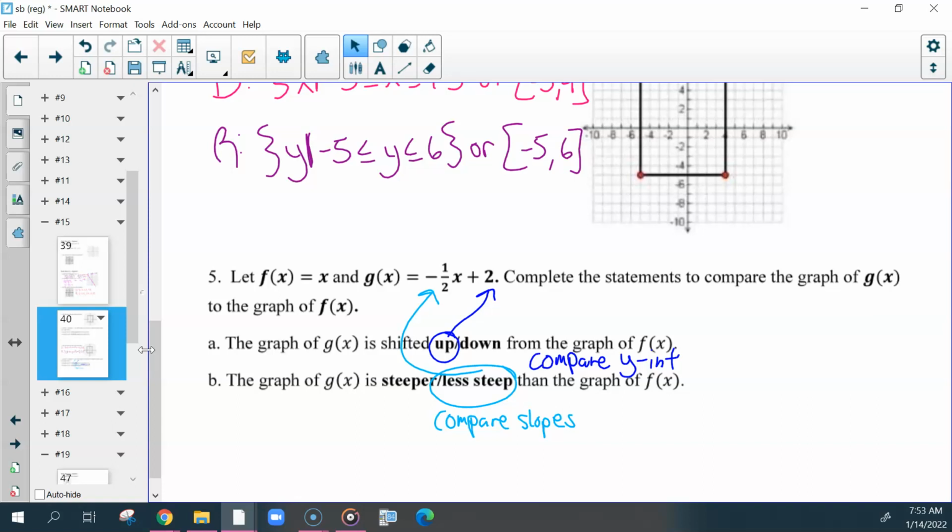And then for part B, the steeper or less steep is comparing the slopes. So if I'm looking at -1/2 and comparing it to a slope of 1, -1/2 is less than 1. So this would be less steep.